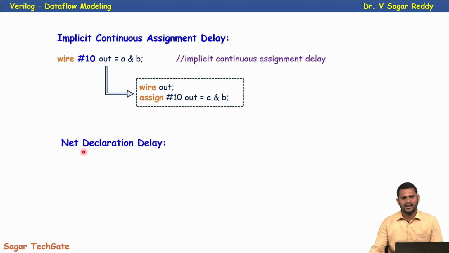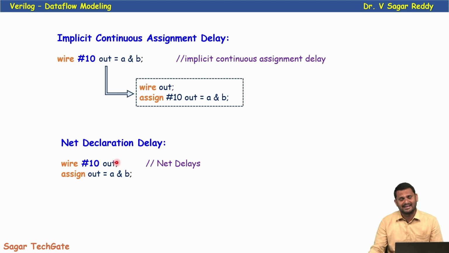Clear? Net declaration delays. So this is another example. So wire #10 out. We can write assign out = A and B. So you can specify the delays here also. In the previous statement, we are specifying the delay in the assign statement. Net delays means we are specifying the delays while declaring out as a net type. In the declaration itself, we are specifying the delays. Here, we are specifying the delays in the continuous assignment statements. So there is a difference.